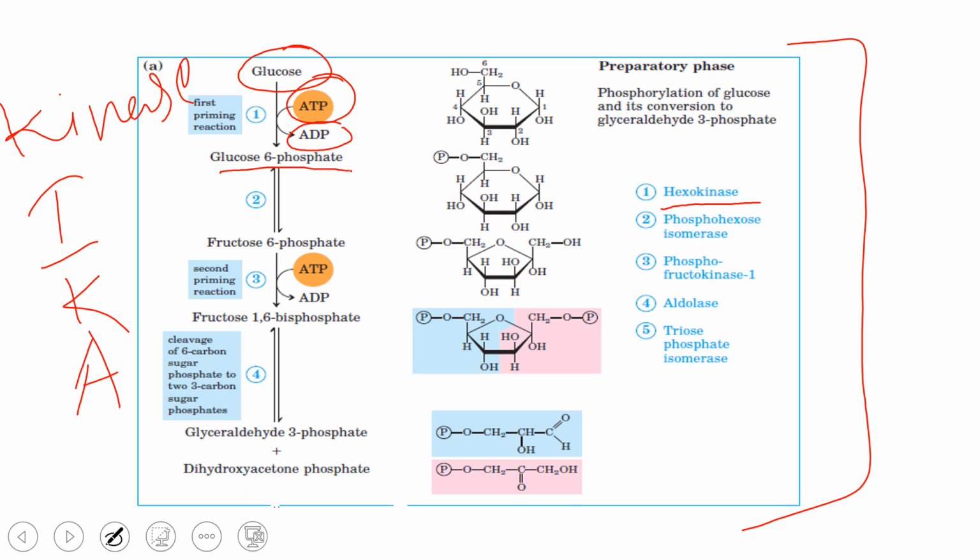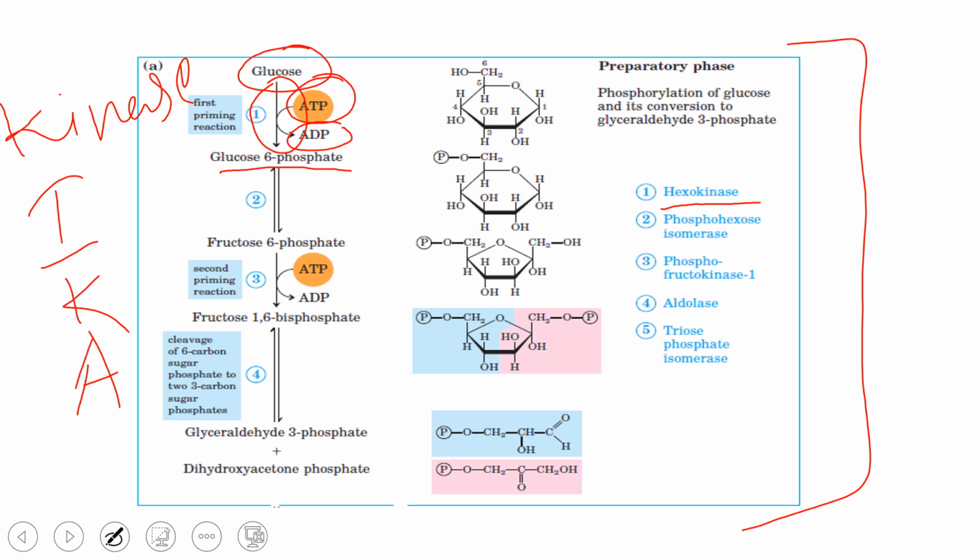But one thing you have to remember is that whenever there is the employment of kinase enzymes, the reaction is irreversible. I repeat, all the reactions in glycolysis are reversible besides those reactions in which there is the involvement of kinase enzymes. So here you can see there is the involvement of a kinase enzyme, so this reaction is irreversible.